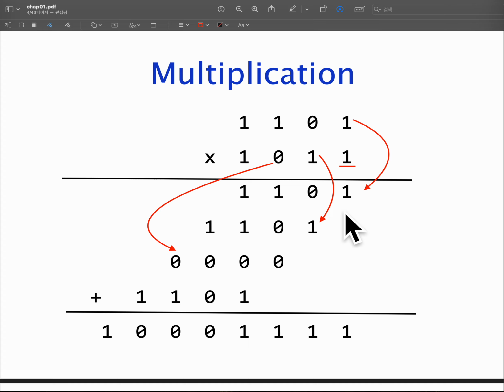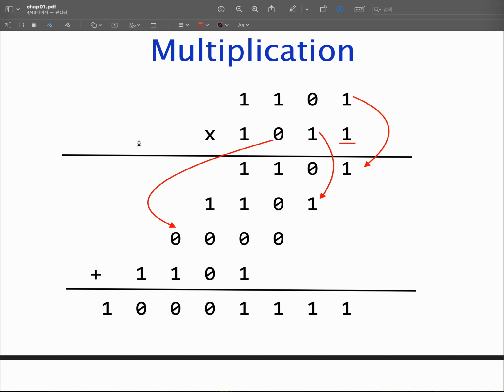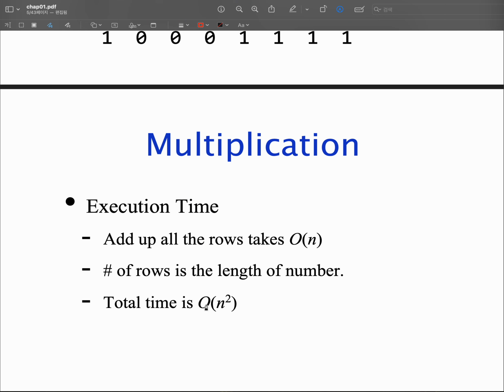Finally, you have two numbers and you need to calculate the execution time. Writing down each row takes big O of n time, and the number of rows is also big O of n, so n by n, and the total execution time will be n squared. The length of the digits is big O of n, and the number of rows is big O of n. So the total execution time will be big O of n squared. That is the time complexity for the multiplication.